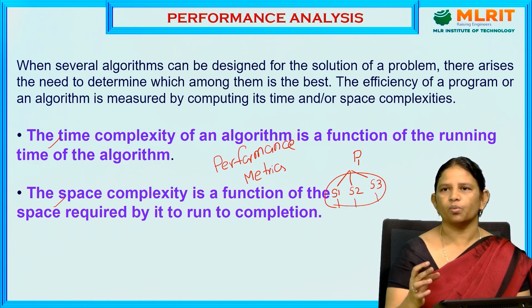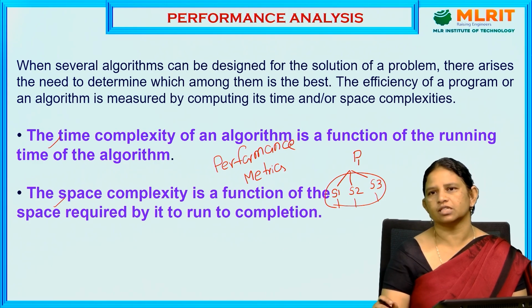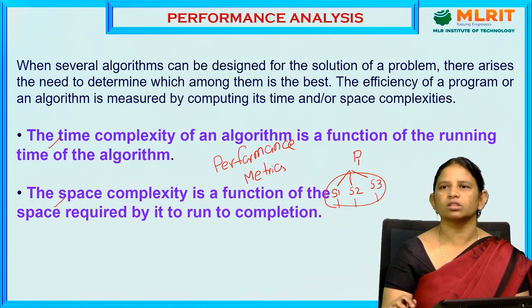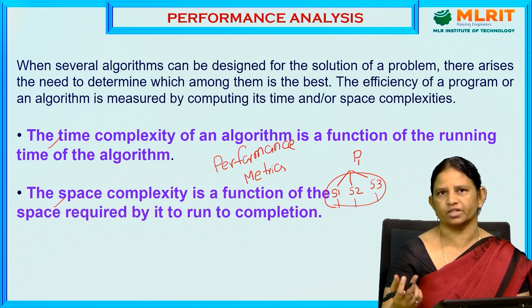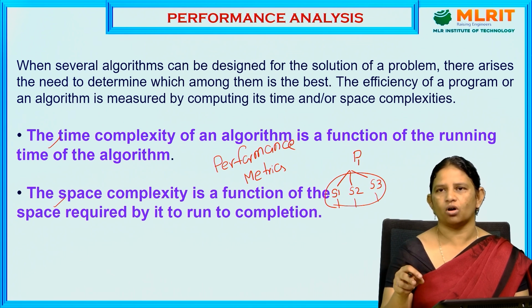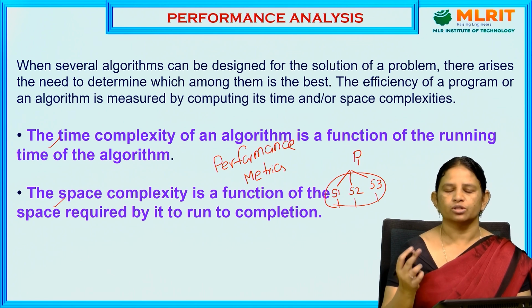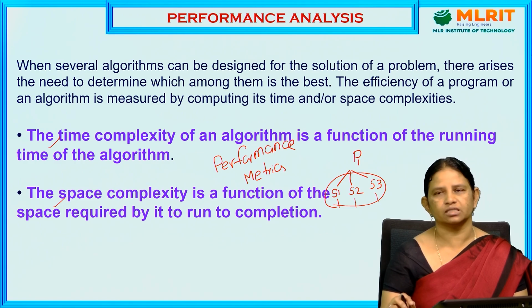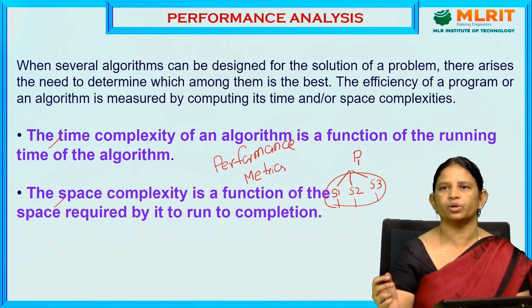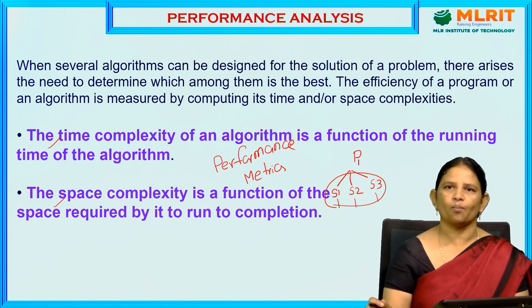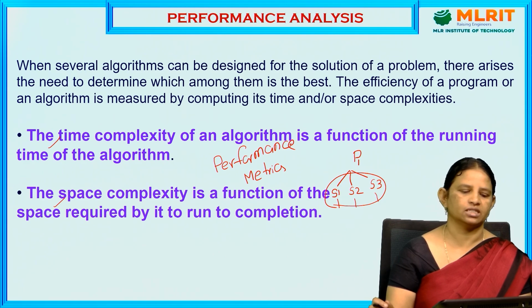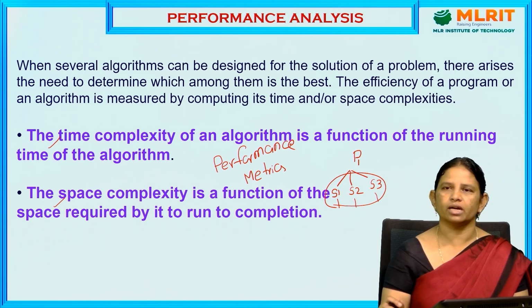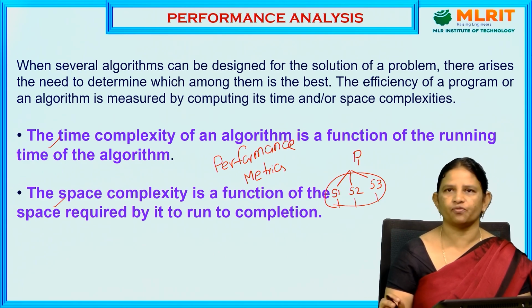So, for one problem, there are multiple solutions. Among all the solutions, which solution is best, in terms of cost or in terms of time? For deciding whether it is good or bad, we need to calculate the time complexity and space complexity. That's why these two are called the performance metrics of an algorithm.